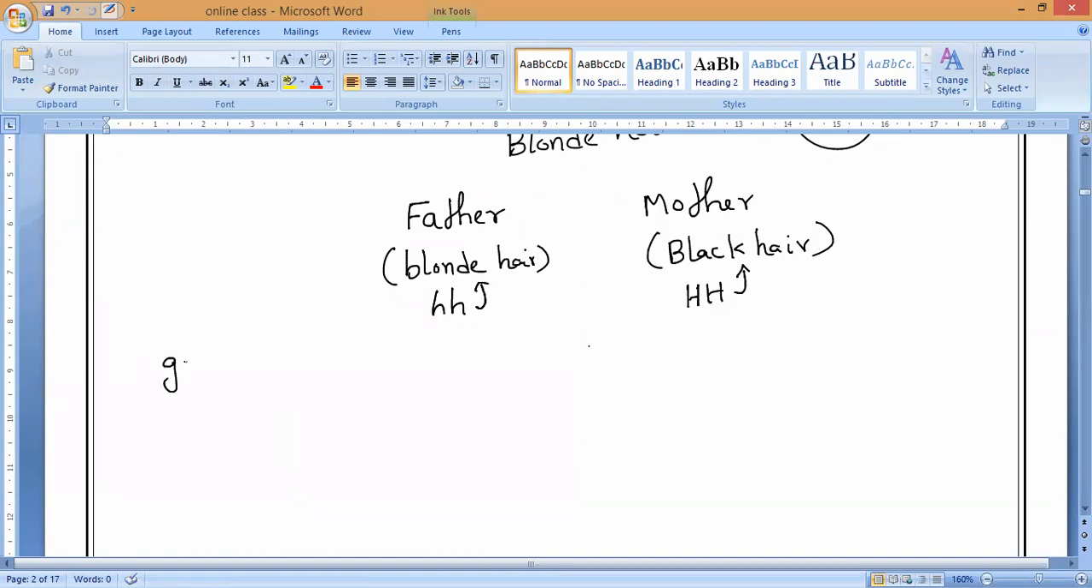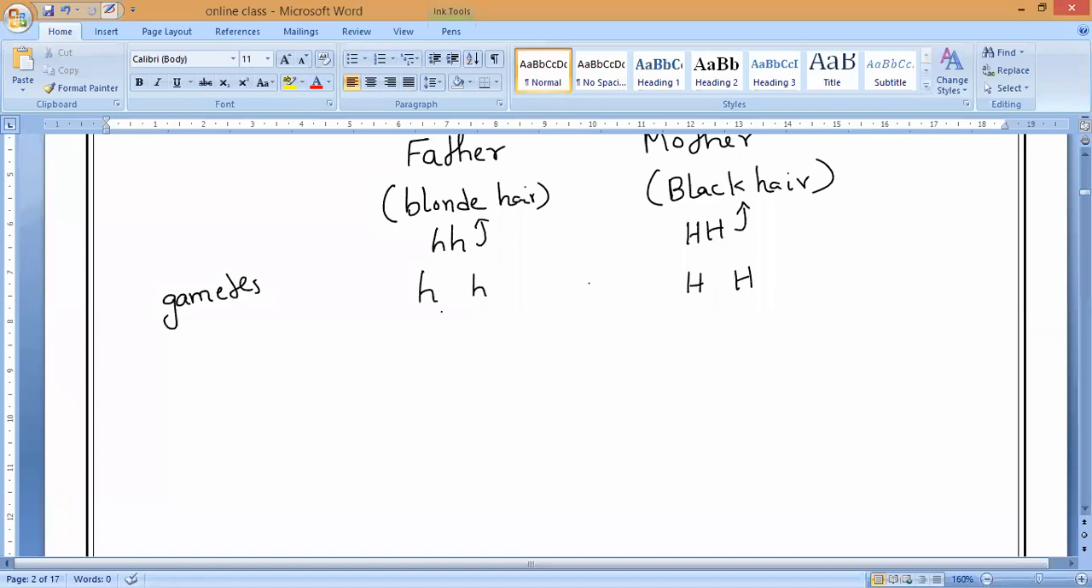Now, what gametes will form? Small h and small h are the gametes from the father. Here capital H and capital H will form. Now let us take four babies. Whatever the possibility, you can reverse it also: mother this side and father this side. Now the father will donate, and the baby is going to come. In the baby's hair color, one set of chromosomes will form. One gene is donated by the father and another gene is donated by the mother. That is what will happen.